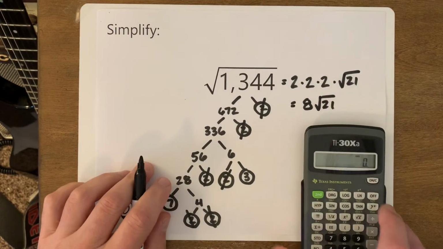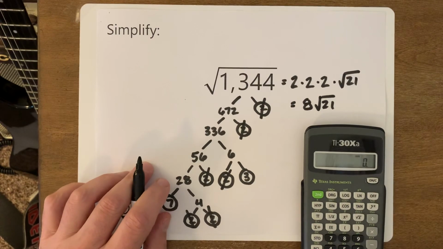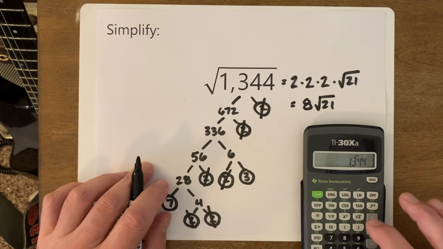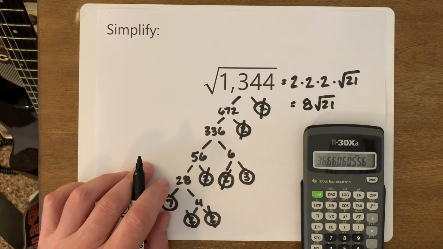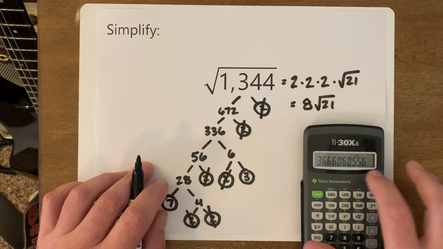That one's worthy of checking real quick. So let's check that real quick just to make sure we didn't make any mistakes. So the square root of 1344 is 36.66, and it just keeps going because it's irrational. All right, let's check our final answer here. Let's remember 36.66. So 8 times the square root of 21 equals the same exact number. So we know we got it.